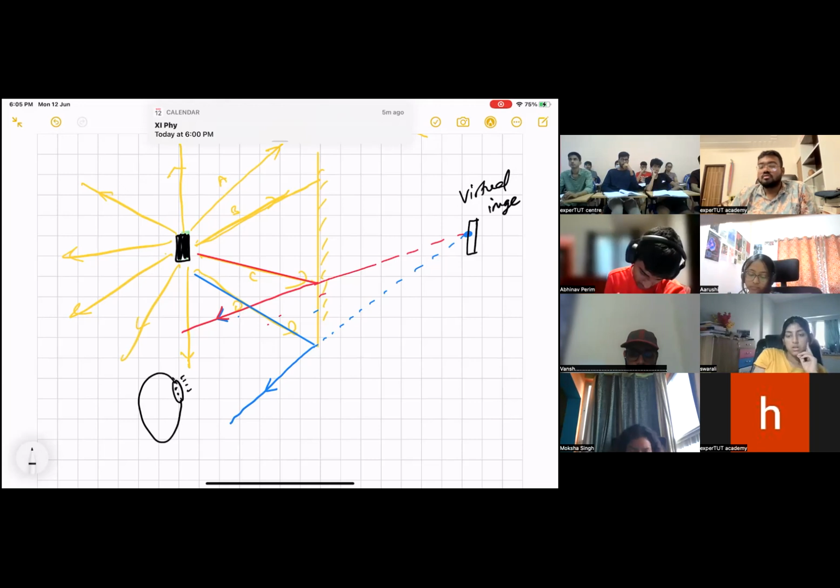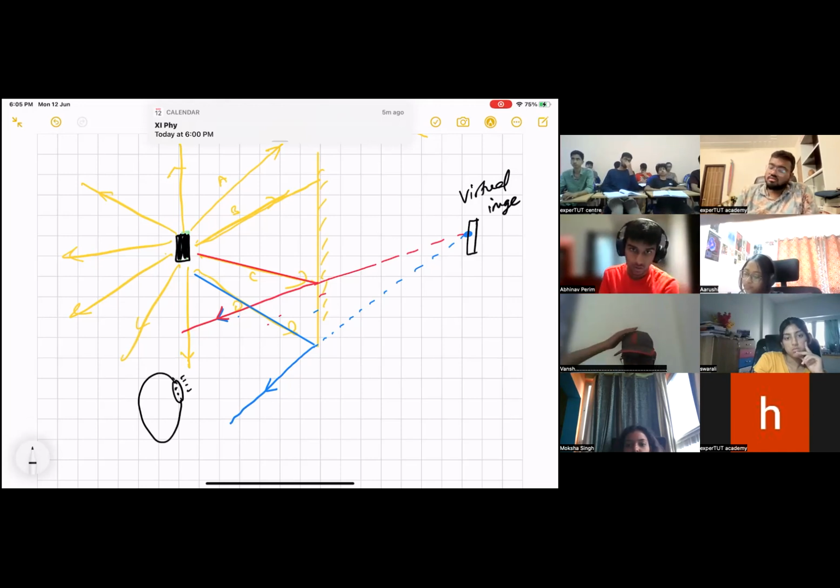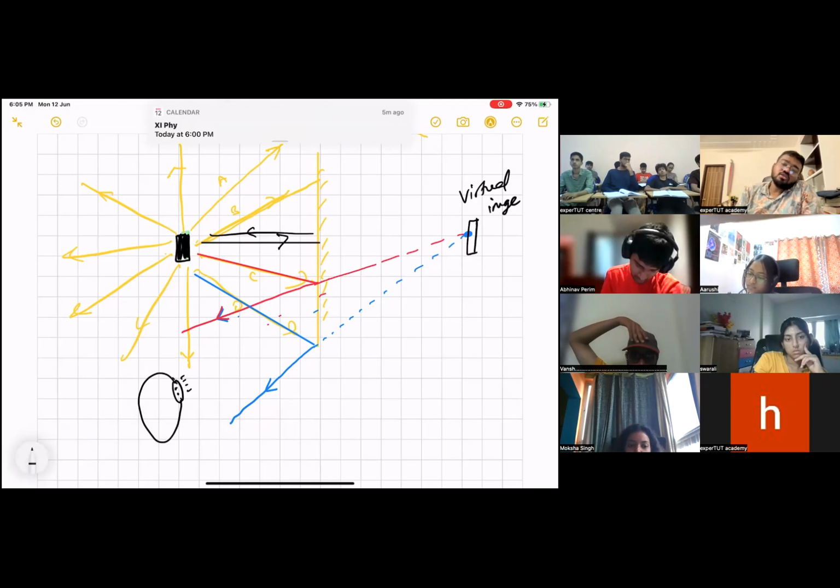So what about the ray directly from the object to the virtual image? Yeah, without any. Yes, sir. What is the question? In the form of virtual image, like we saw an angle diverging.